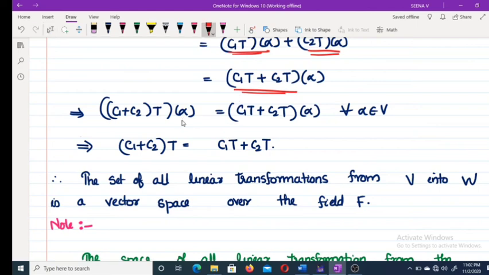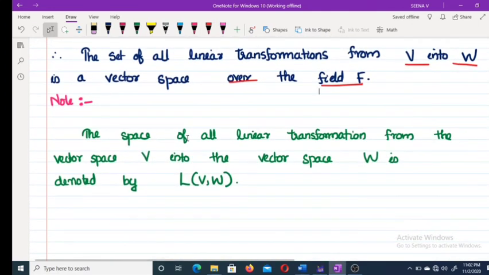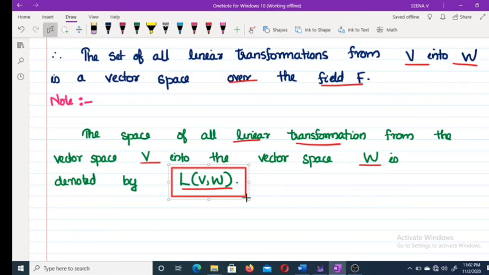Therefore, the set of all linear transformations from V into W is a vector space over the field F with the operations of addition and scalar multiplication. This space, the space of all linear transformations from the space V into the space W, is denoted as L(V, W). So L(V, W) means the set of all linear transformations from V into W, and that is a vector space. In the next section, we will prove the dimension of L(V, W) is equal to mn.